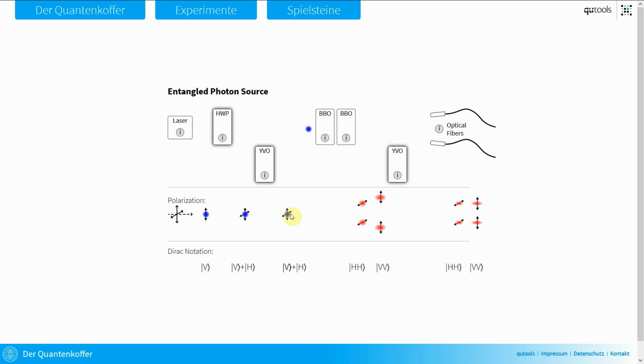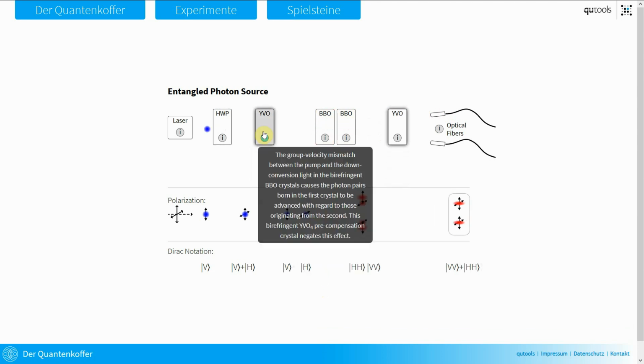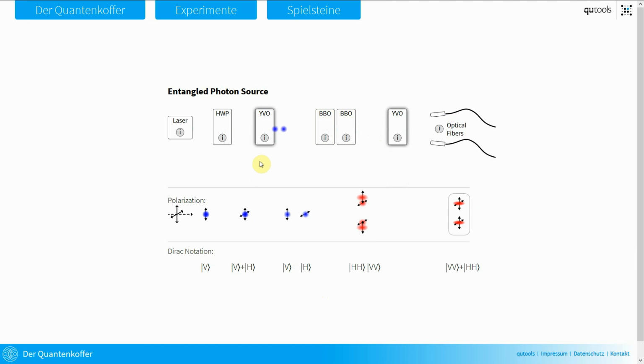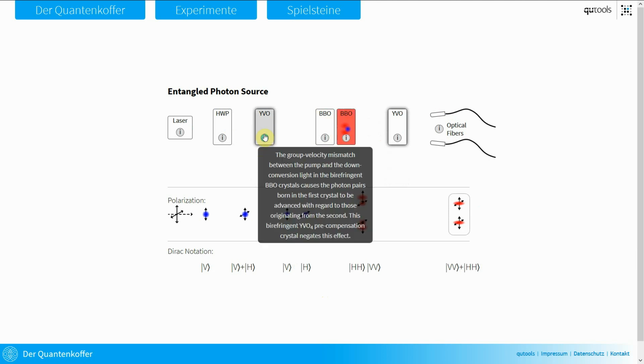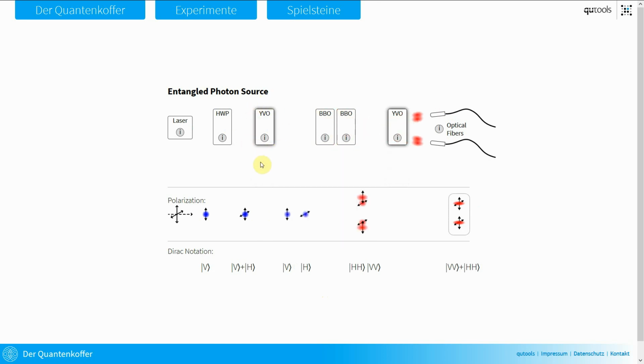To compensate for that, we insert 2 other nonlinear crystals called YVO crystals, or yttrium vanadate. And one of them, called the pre-compensation crystal, will more or less see to it that the photons arrive at the same time at the optical fibers, and the other one compensates for the dispersion effect. So as you can see now, the photons arrive at the same time at the optical fibers, and they have the same dispersion because the non-dispersed photons get a lot of dispersion in the second YVO crystal here.